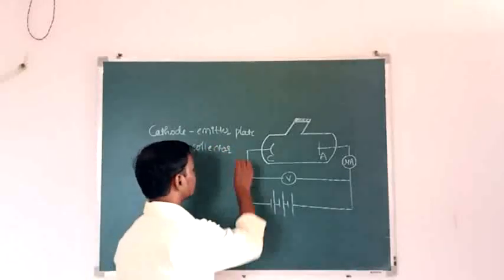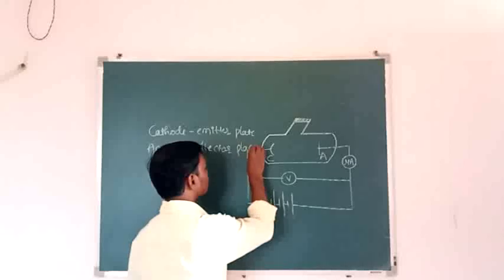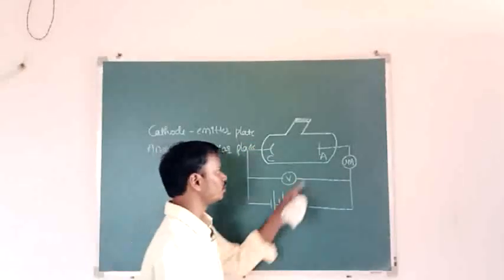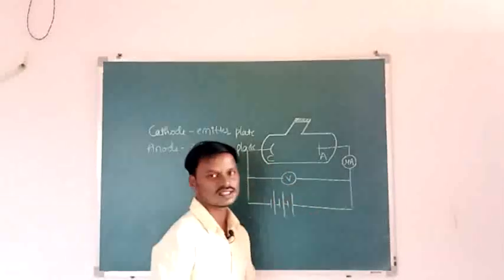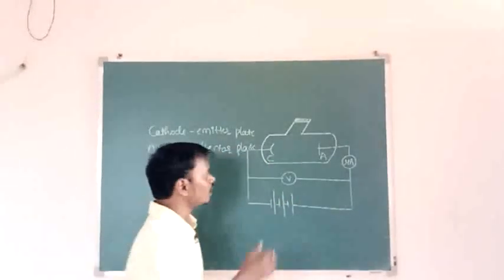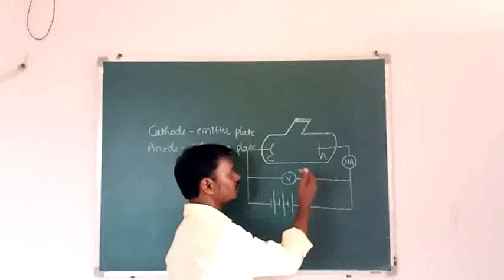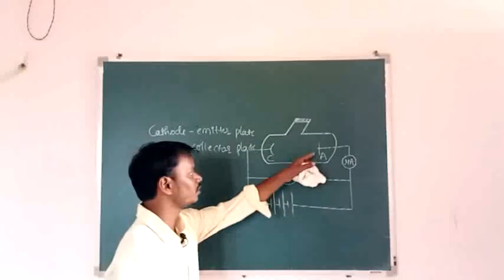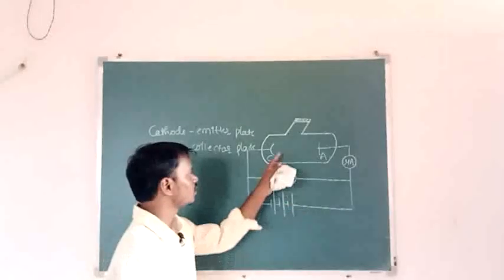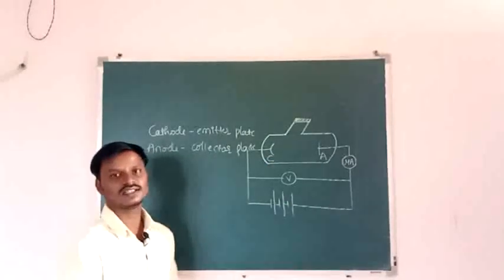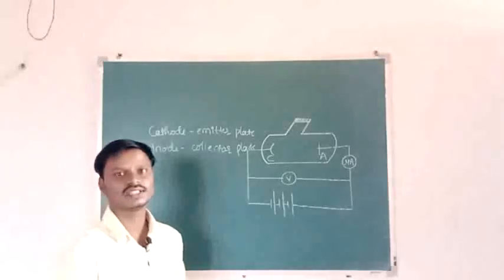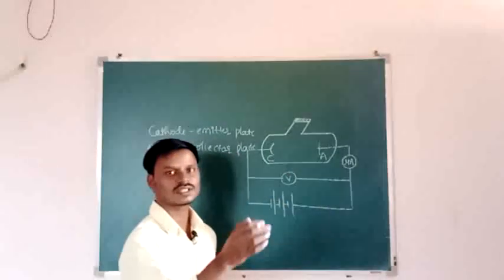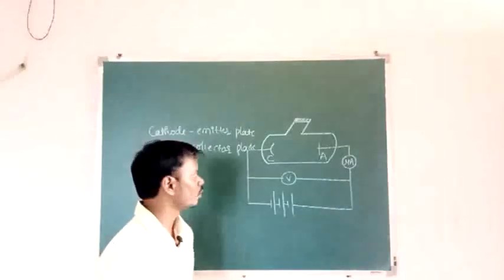So listen here once again. When the electrons are ejected from the cathode, those electrons are collected by the anode. That is why the anode is called the collector plate. Why does the anode collect the ejected electrons from the cathode? Because the anode is at positive potential. There is a force of attraction between the ejected electrons and the potential of the anode. What is the potential of the anode? That is positive. Then there is a force of attraction between negative and positive.